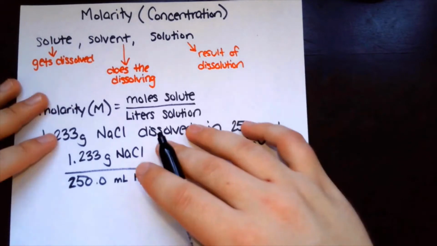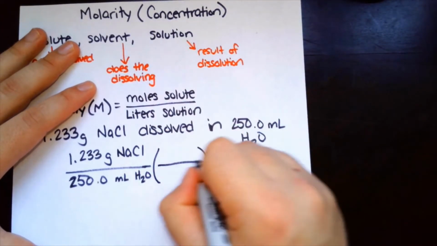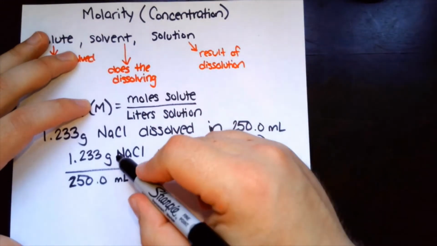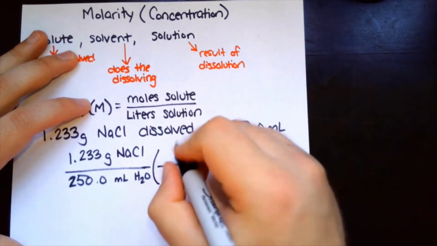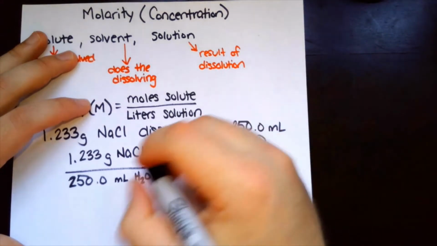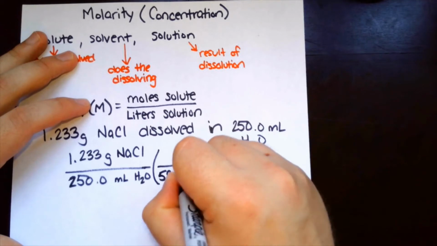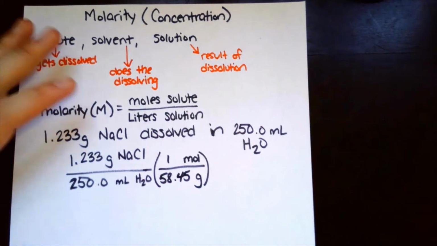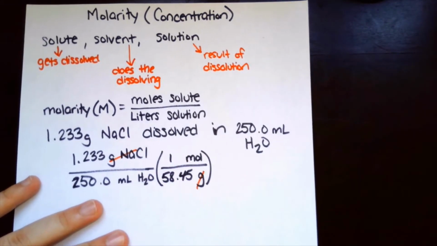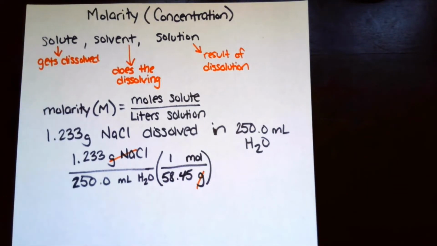So let's do the numerator first. So we need to convert grams to moles. So like we have already numerous times, we're going to use the molar mass. Grams is on top, so we need to put that on bottom to cancel it out. And that leaves us with moles in the numerator, which is what we want, right? So 58.45 grams per 1 mole. That cancels out the units of grams of NaCl. So now we have moles of our solute, which is NaCl, divided by milliliters of our solution.